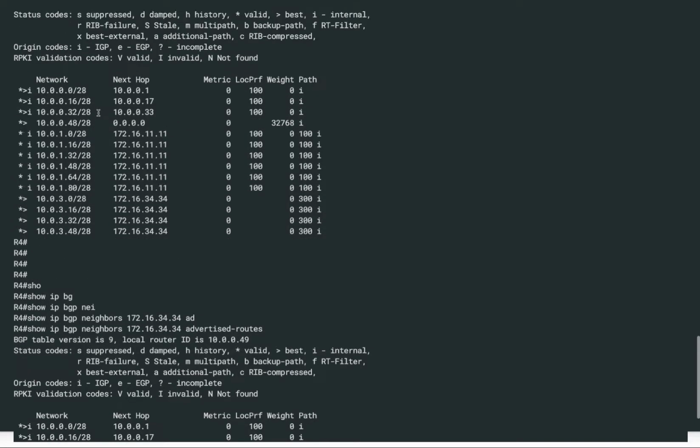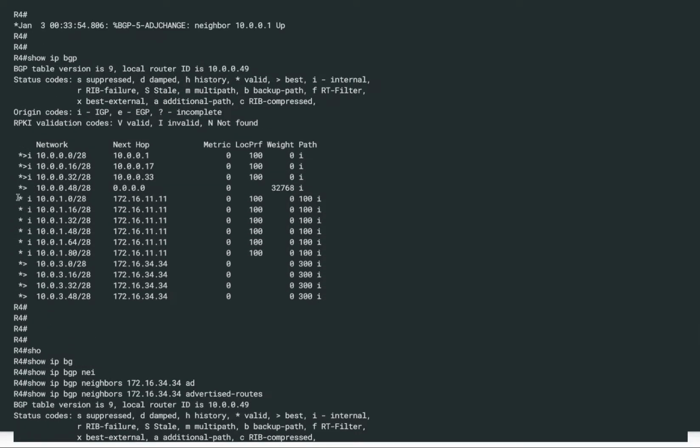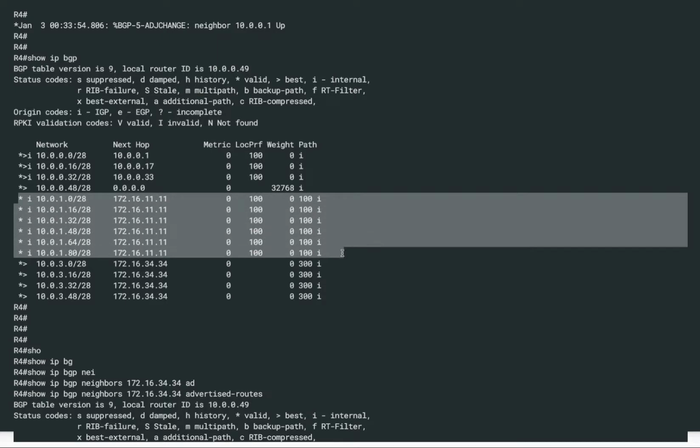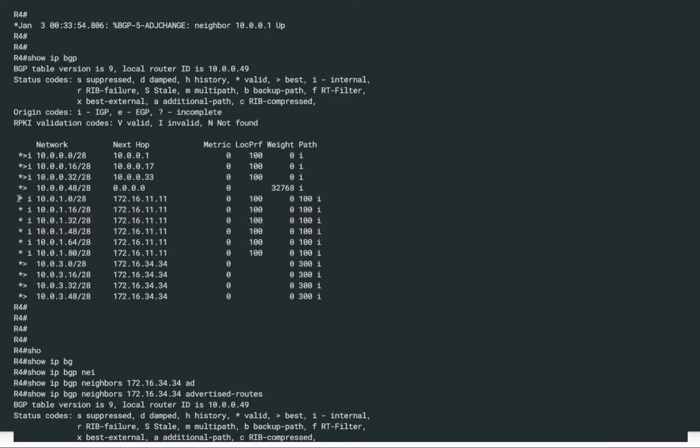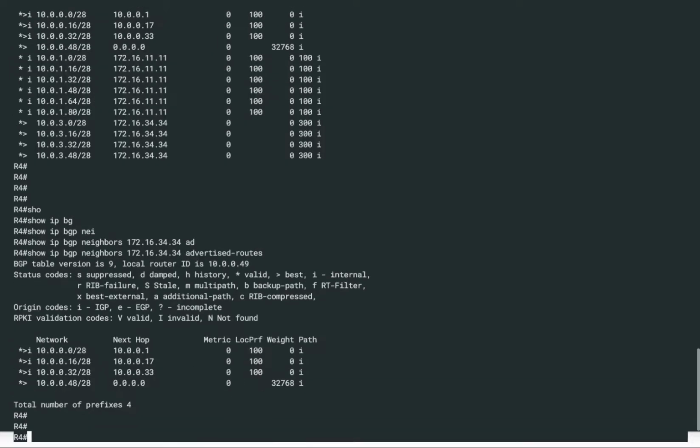But before that, we need to solve this thing here, where it says a valid route, it says an internal route, but it doesn't say the best route. So what is going on? Let's take a look at what is happening with these particular routes. We can see that for these prefixes, this is the next hop, and they are coming from AS100, all good.